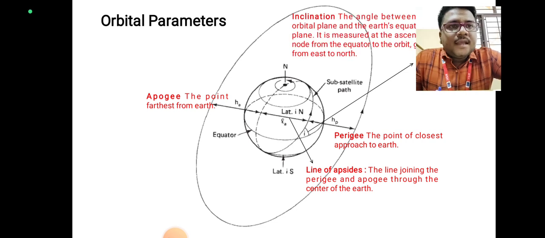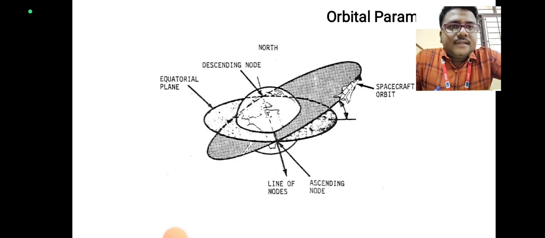Next, inclination. Inclination is nothing but the angle between the equatorial plane and orbital plane. It is used for launching purpose. It is purely used for the purpose of launching the satellite or launching the vehicles which carry the satellites. Then here comes the line of nodes, ascending node, descending node, and various nodes which are associated with the satellite.